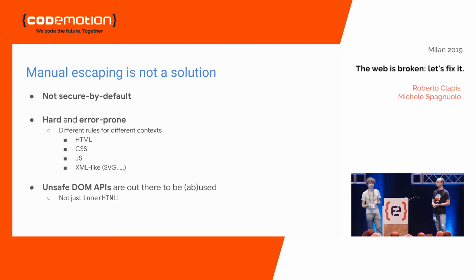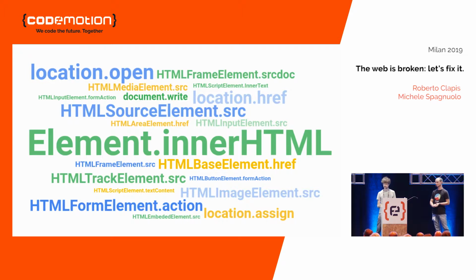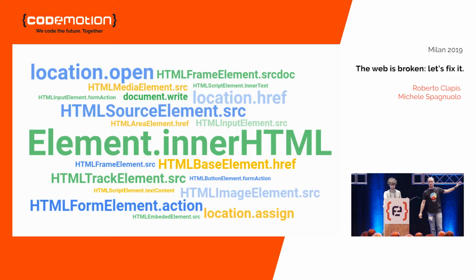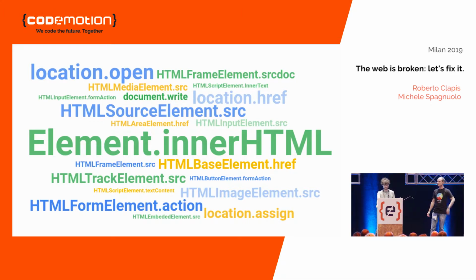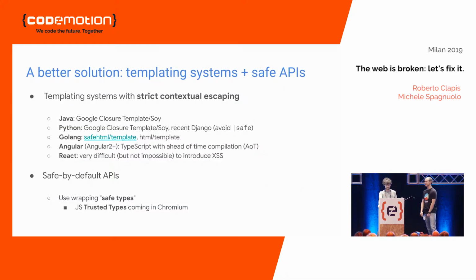The real problem is that unsafe DOM APIs exist, right? And it's not just innerHTML. You might have read somewhere that innerHTML is dangerous. But it's not just innerHTML, right? It's all of these. It's location, open, a lot of attributes on HTML elements, assign, insertAdjacentHTML. So it's very, very hard to review all of them. It actually took us quite a bit to put together this slide, and it's not even complete, because some colleagues of ours found even more.